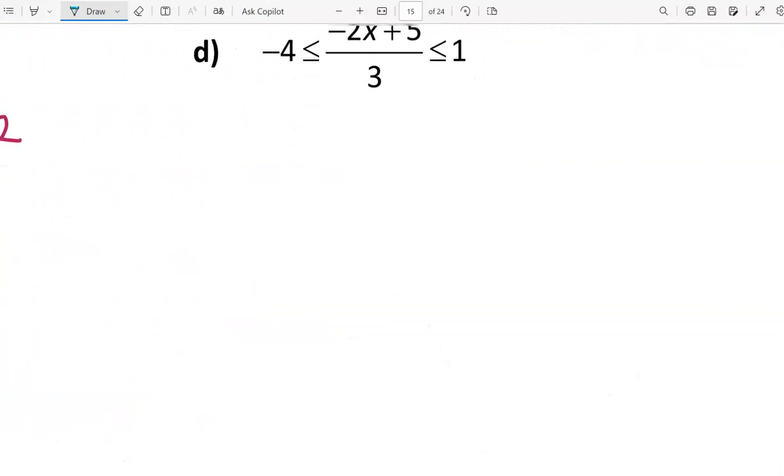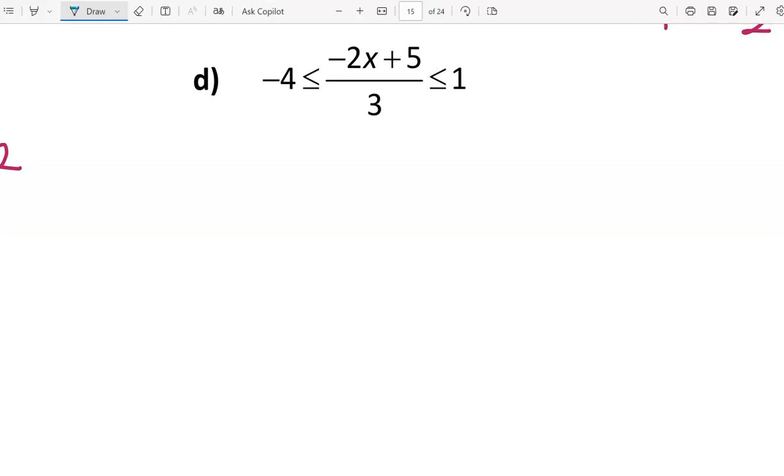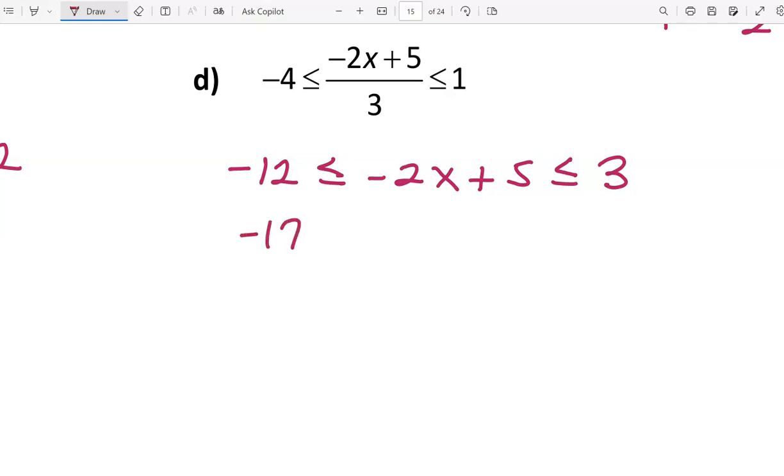And one more. -4 is less than or equal to -2x plus 5 divided by 3 is less than or equal to 1. There's only one denominator here, so we just need to multiply all terms by 3. And that means we're multiplying this entire fraction by 3. It will undo the divide by 3. And then we'll multiply the right side by 3 as well. Subtract 5. -17 is less than or equal to -2x is less than or equal to -2.